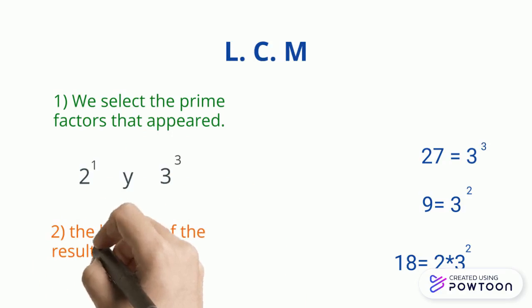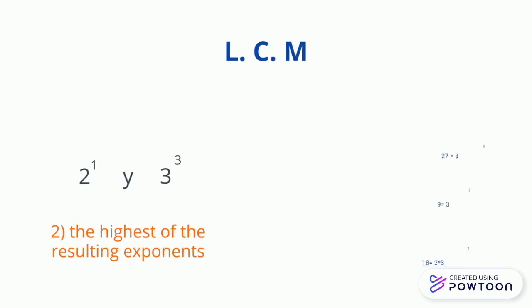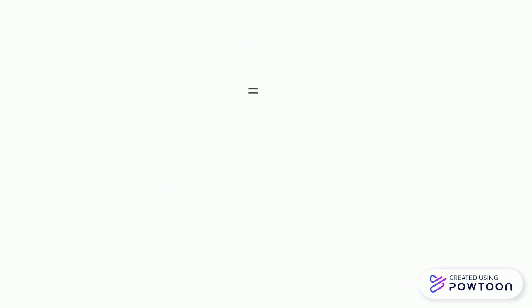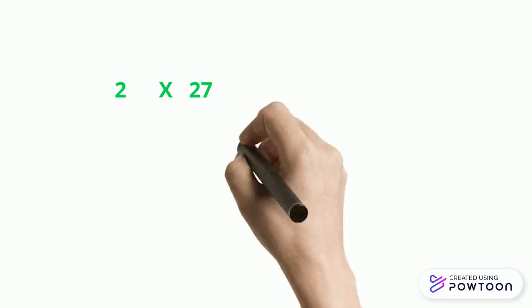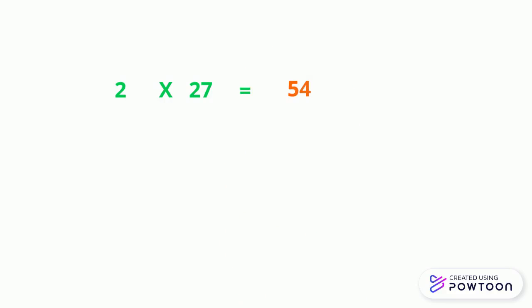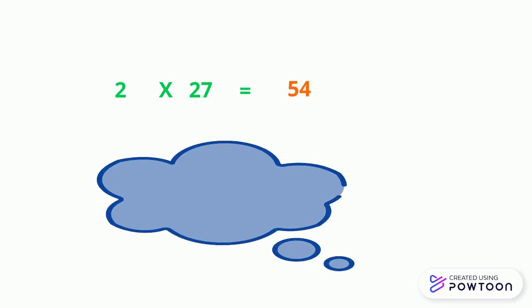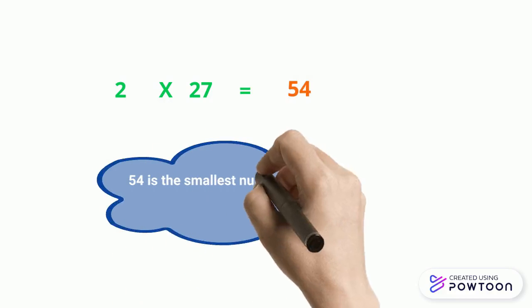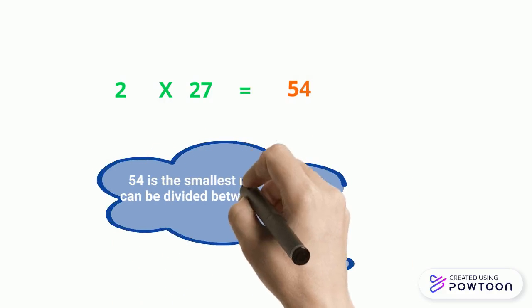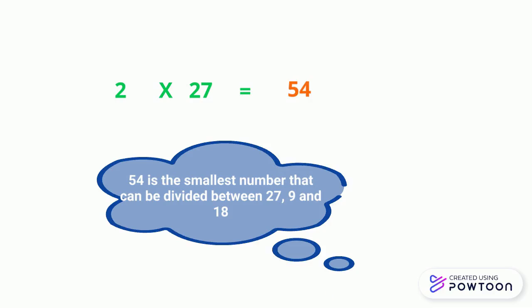Second, the selected factors will be used with the highest of their resulting exponents. The LCM is the product of the selected prime factors with the largest of the exponents. Raising them, we have 27 times 2, which is 54. This is the smallest number that can be divided by the triplet.